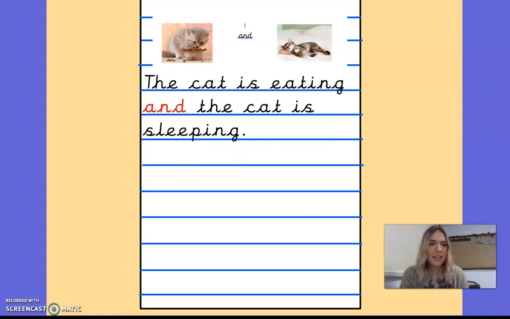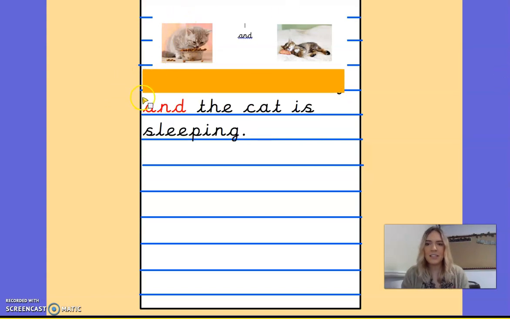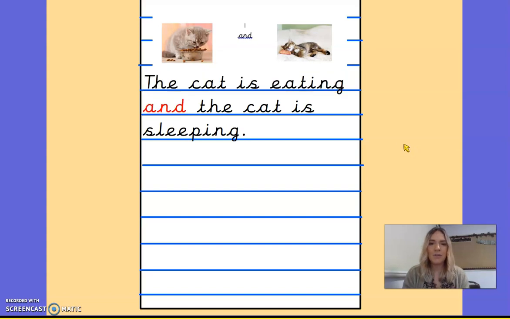I can check if my sentence is correctly formed by, like we did earlier, covering up the end bit of the sentence. The cat is eating. Is that a sentence on its own? Yes, it is. And then covering up the start of the sentence. The cat is sleeping. Is that a sentence on its own? Yes, it is. So I know I have formed a compound sentence correctly.